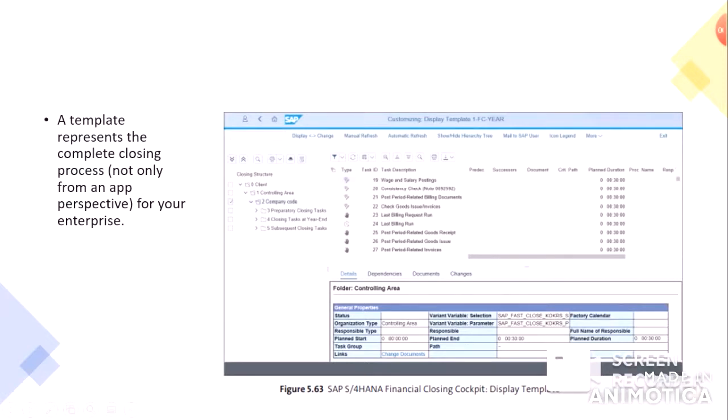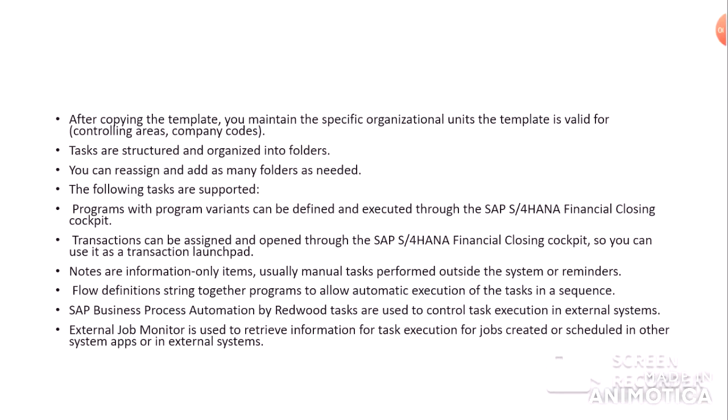A template represents the complete closing process, not only from an app perspective, for your enterprise. So we will be adding all the tasks related to that particular month end closing or year end closing in this particular task template. After copying the template, you maintain the specific organizational units the template is valid for. Okay, it's for which controlling areas, which company codes it is valid for.